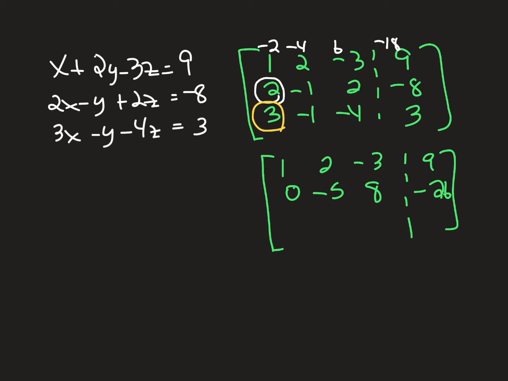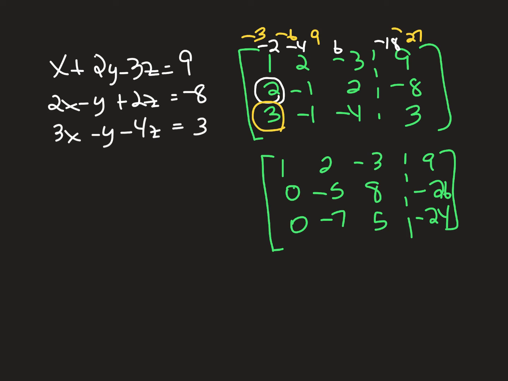I'm also going to circle the 3 because I want a 0 there. Use the top row again. I'm multiplying the whole top row by -3. Make it -3, -6, +9, -27. Add those numbers to the bottom row. -3 and 3, -6 and -1, 9 and -4, -27 and 3, -24.